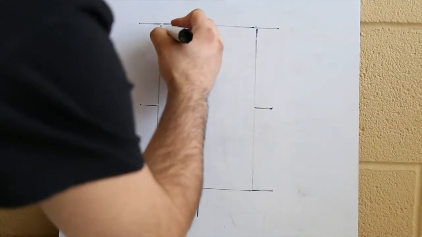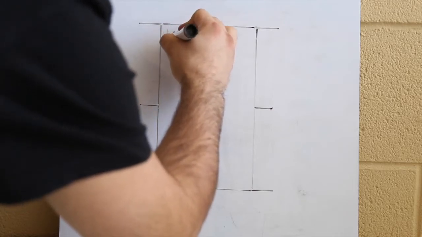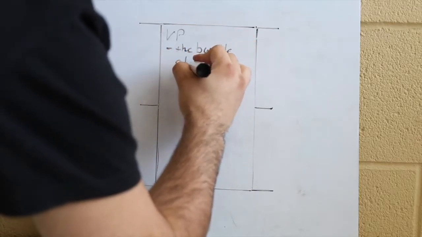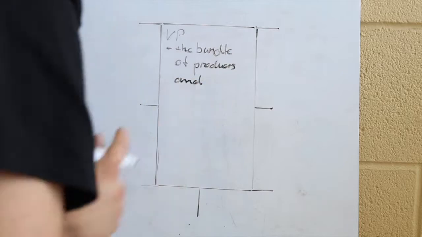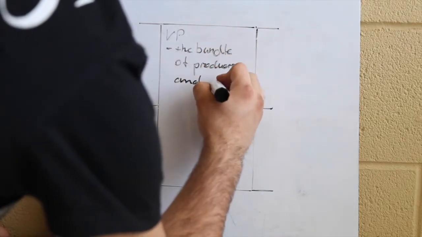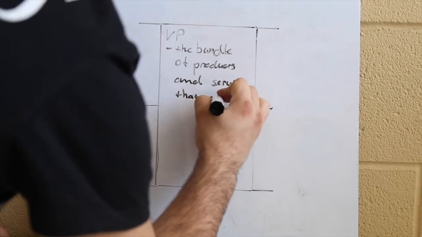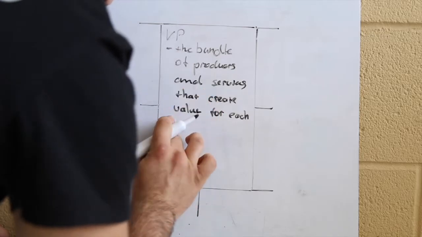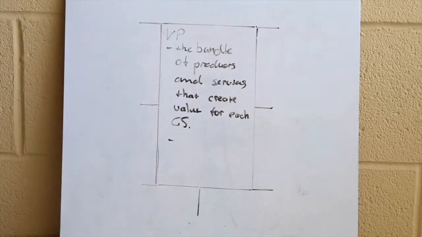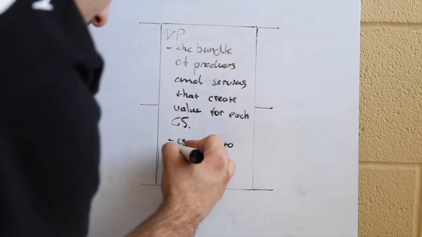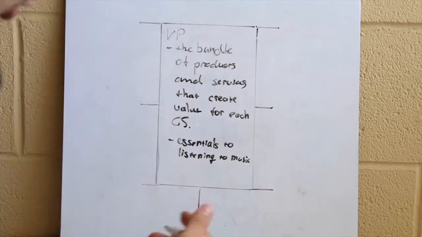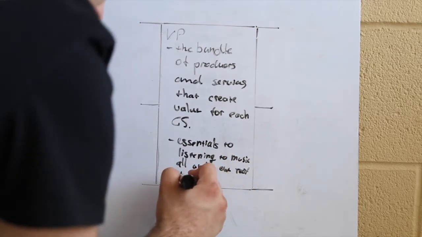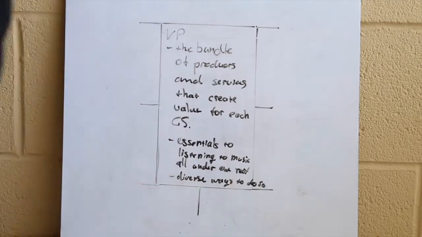The last building block of the business model is the value proposition, and this is probably the most important one. The definition we get from the textbook is the bundle of products and services that create value for each customer segment. In Apple's example, they provide the essentials to streaming music, whether that's the hardware or the services necessary to get the music, all under one roof, as well as providing diverse ways to do so, whether that's through an iPhone, iPod, or your computer.